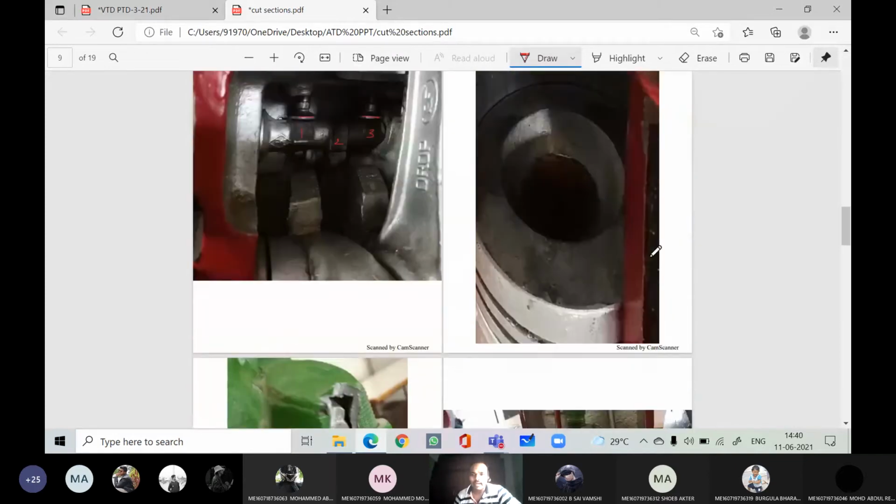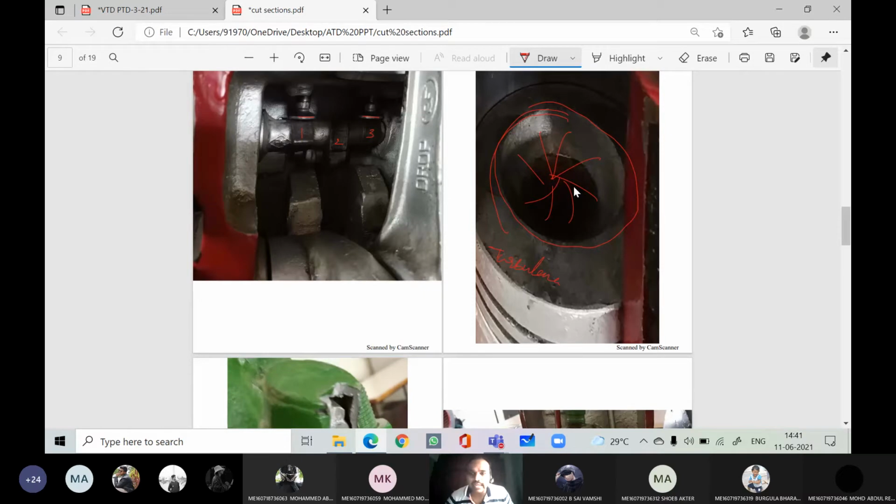You can see this is the top view of the piston. This is called the crown of the piston. There is a cavity over here. The reason behind this is to create turbulence. During the compression stroke, when the piston is moving from bottom dead center to top dead center, this portion will create turbulence.